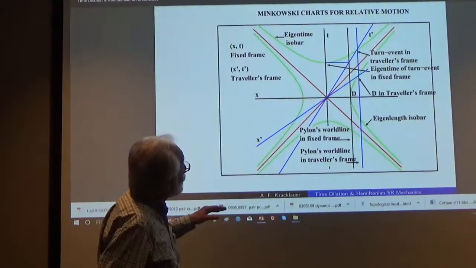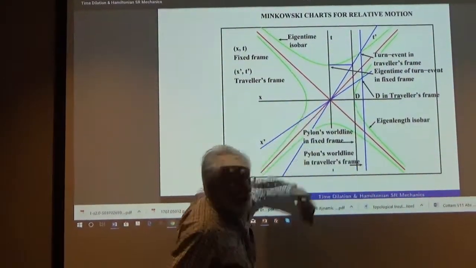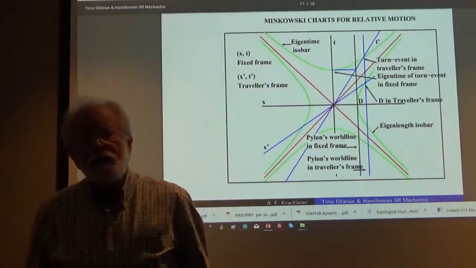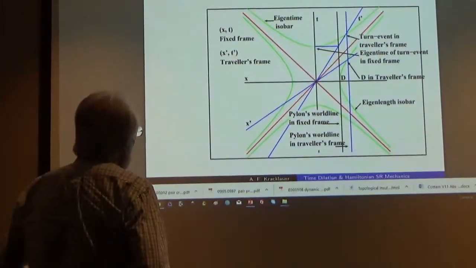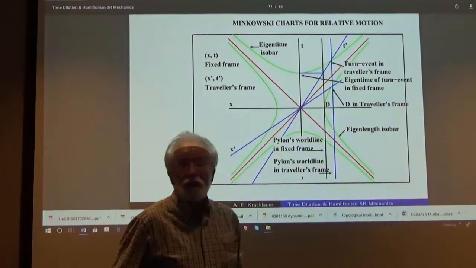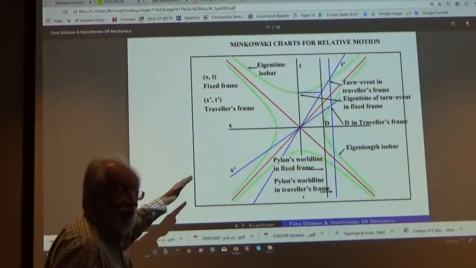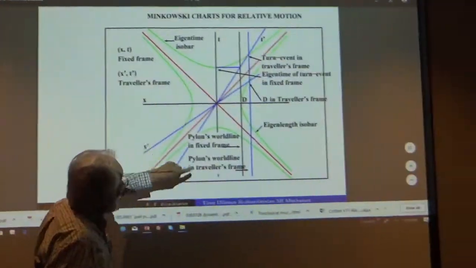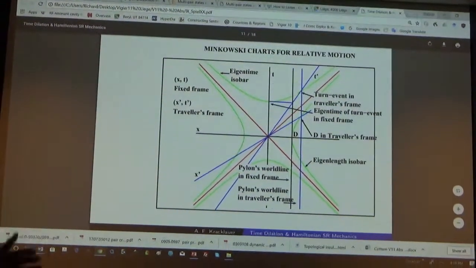There's two charts here that should be obvious. The black lines are the coordinates for the stay-at-home. The blue lines here are the coordinates for the traveler, as they would appear if you write them on a black line chart. There's nothing mysterious about that, really.